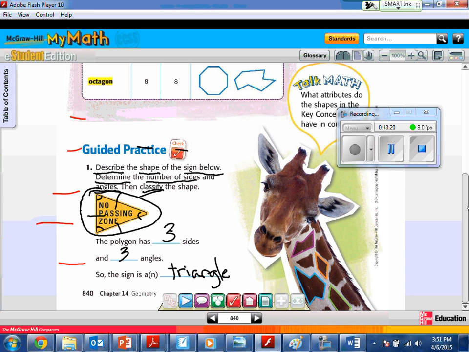Okay, so that is our introduction to polygons and their attributes. Remember, the attributes we're talking about are their sides and angles. That's what we're going to be focusing on in this lesson.